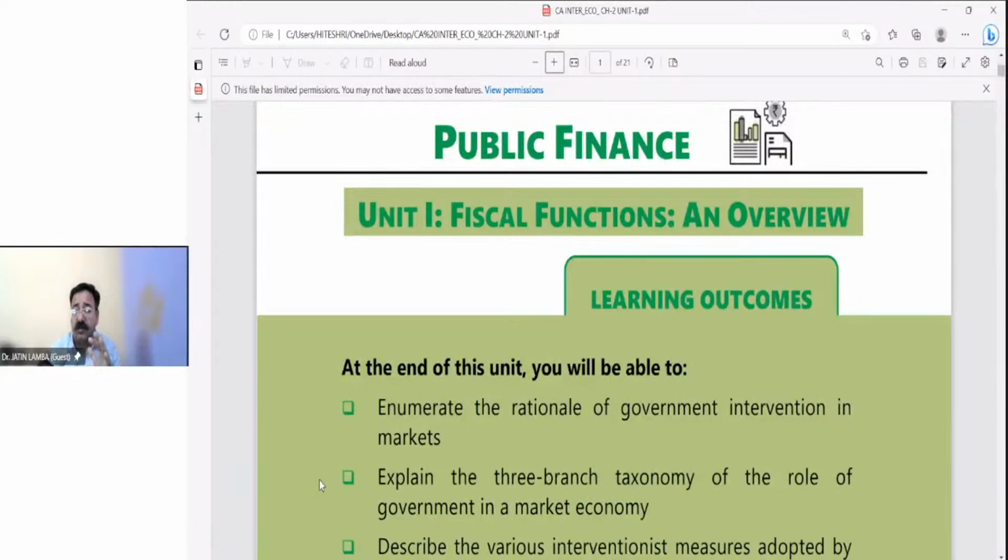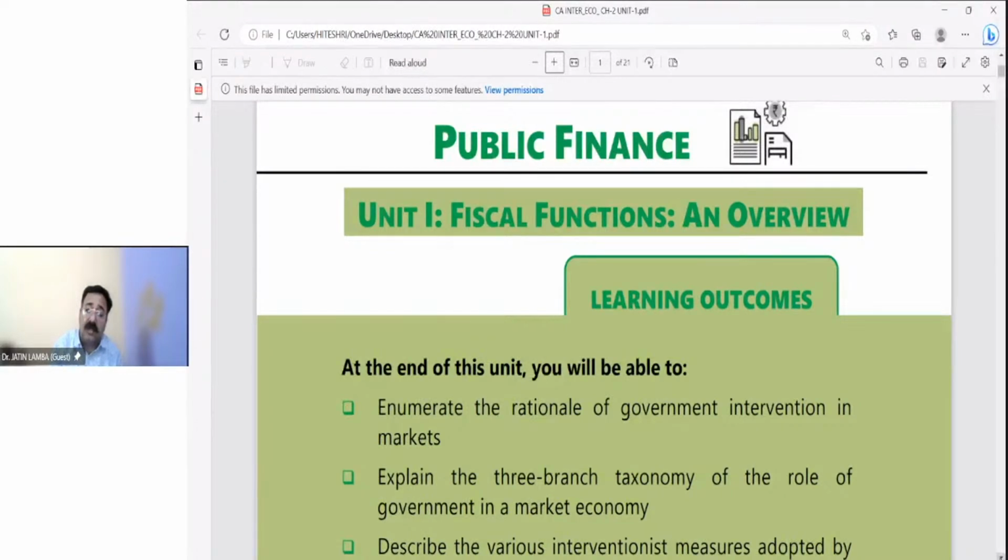So first of all, whenever the government presents the budget, because the first unit is discussing the fiscal function. What is the fiscal word here, sir? Please note it down, student. Whenever you listen to the word fiscal, you must have in your mind that it is budget, right? That is budget. So fiscal function means the function the government is exactly doing through the budget.